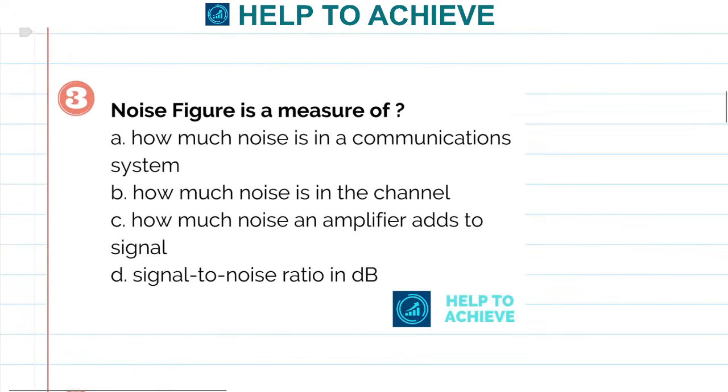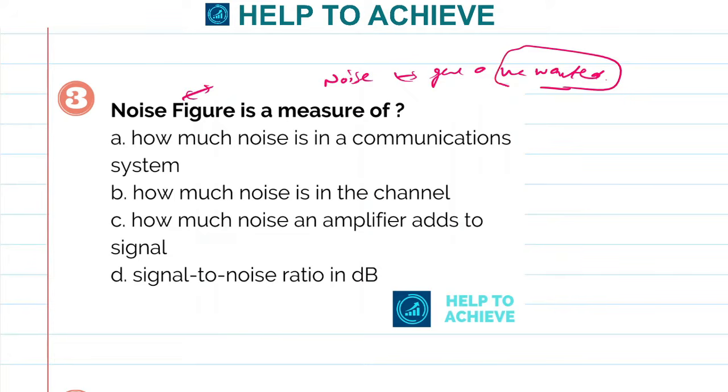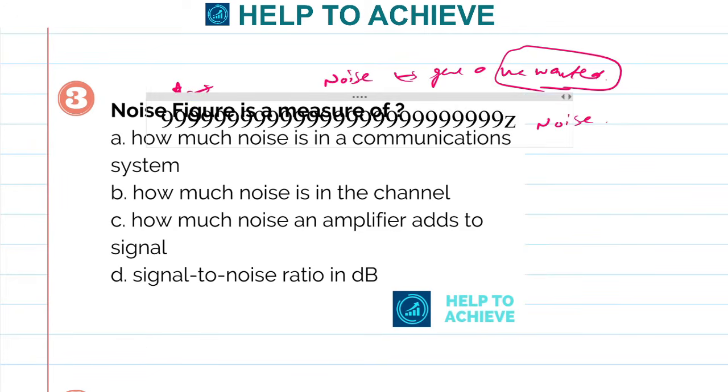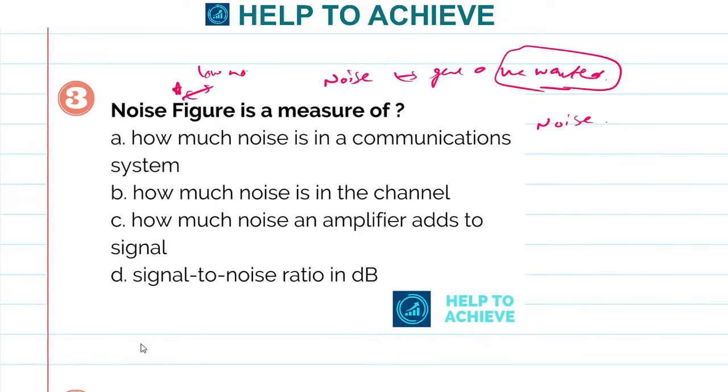Next, noise figure is a measure of. Since we have understood that noise is generated and these are unwanted things, how do we measure exactly how much noise is generated in the system? There is a terminology which is used, which is the noise figure. Noise figure is an important criterion when it comes to low noise systems. It's a measure of how much noise an amplifier adds in the system.